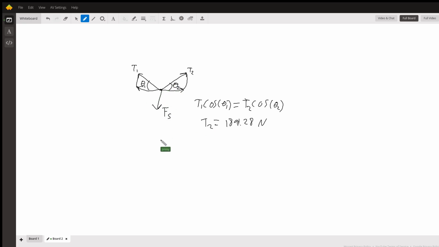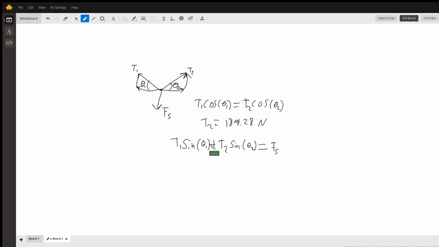Then again, in the vertical direction, you'll have the same sort of problem. So your forces are pointing up and out in the ropes, and the force of the sign is pulling down. So you have T1, and then it's going to be sines. Remember SOHCAHTOA. And then the tension in 2 is pointing in the same direction. So we're assuming upward is positive. And then this is going to be equal, again, this is a static problem, to the force of the sign downward.